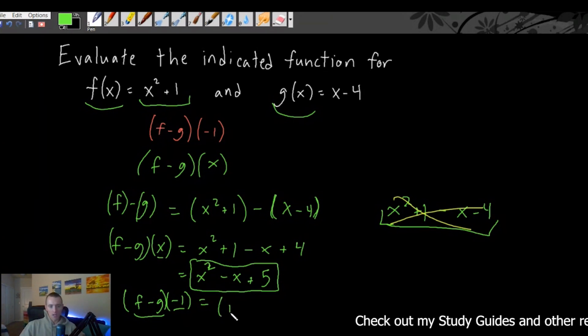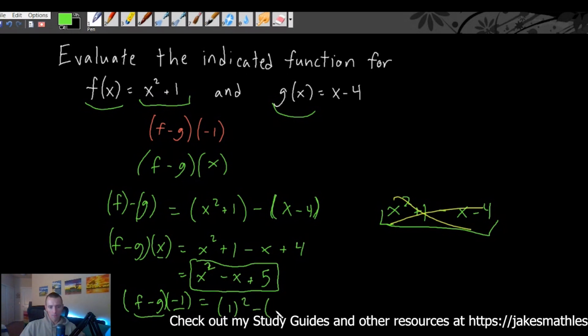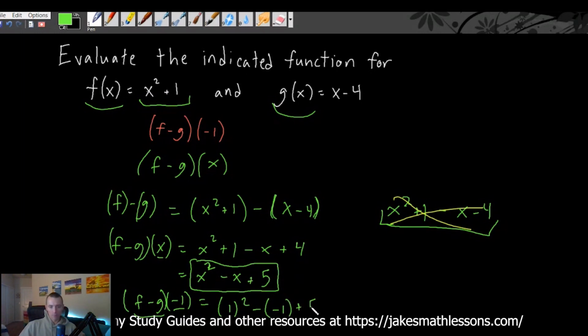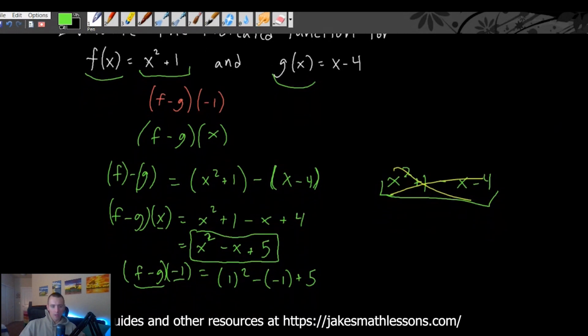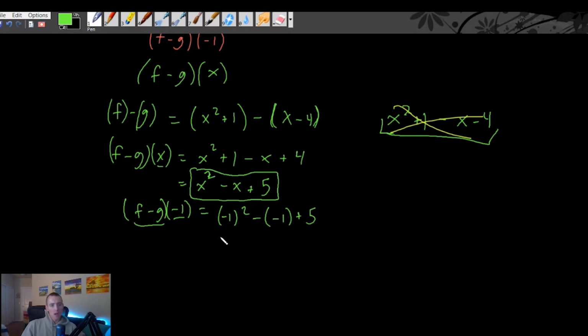So we're going to get (-1) squared minus (-1) in parentheses plus 5. So all we did was go to our function f minus g of x, replace our x's with -1s. I forgot my negative sign there, but that should be a -1 in the parentheses there, -1 in the parentheses here. Now we can simplify this.